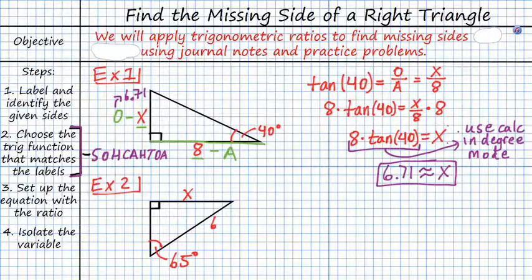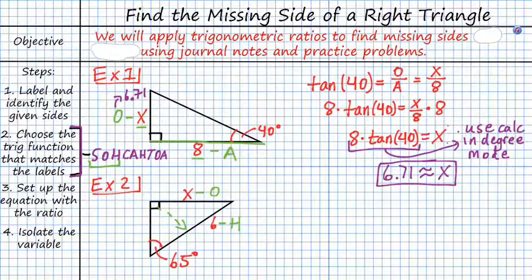Alright, now let's move on to example 2. So in example 2, I'm going to do the same thing. So I have a degree of 65, and then in relation to that, it looks like I have 6 is the hypotenuse, because this is directly across from the right angle, and then x is going to be the side that is opposite. So I have an opposite and I have a hypotenuse. So it looks like this is going to be a sine problem, because sine is opposite over hypotenuse.